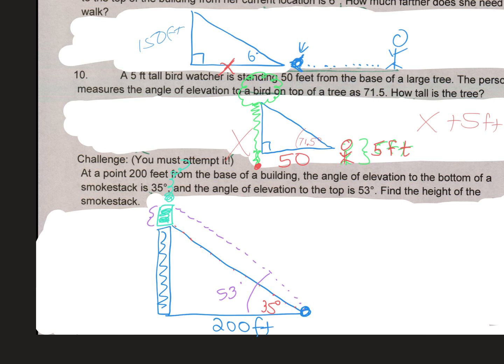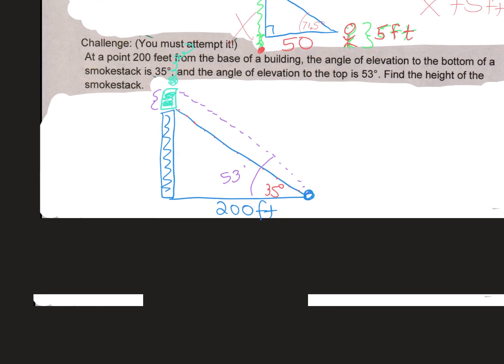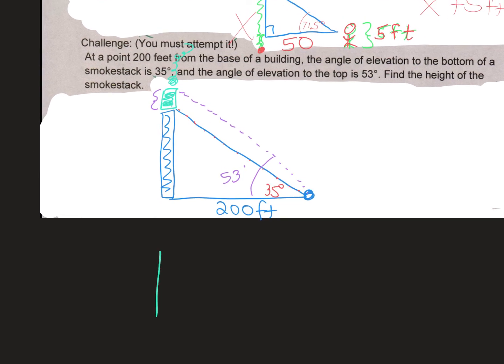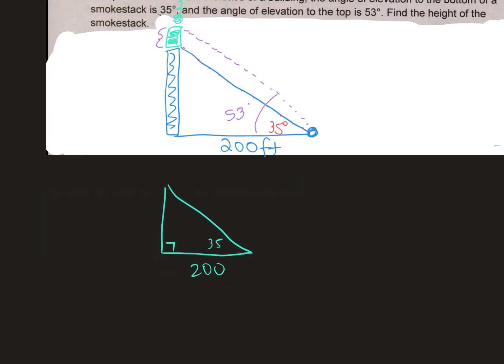Absolutely. How many triangles do we have here, guys? There's 2. Break it up into 2. You have a triangle that goes to the bottom of the smokestack. So that would be 35 here. This is 200. And you're looking for that. Then you have another triangle that goes to the top of the smokestack. Still 200. Now I'm going to use 53. And you're finding this. Well, I'll use a different letter.